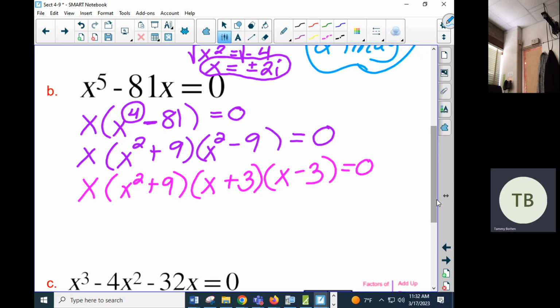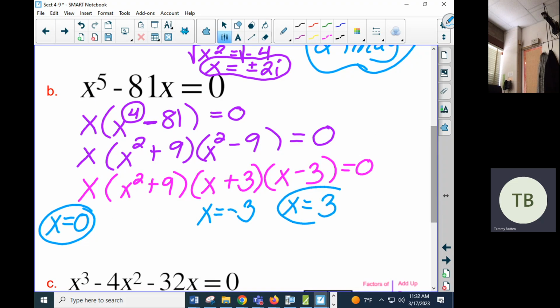Now, right away, I can get 3 of my answers. If there's just a plain old X out front, even if there was a number in front of it, one of your answers is X equals 0. It's like if you canceled all of this, X would be equal to 0. This one would be X equals what? -3. And this one would be X equals +3. So there's 3 of my answers.